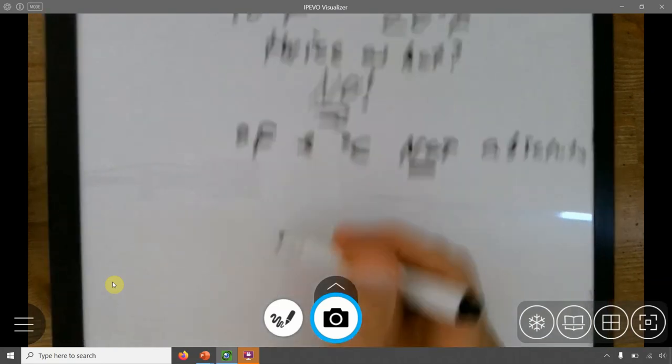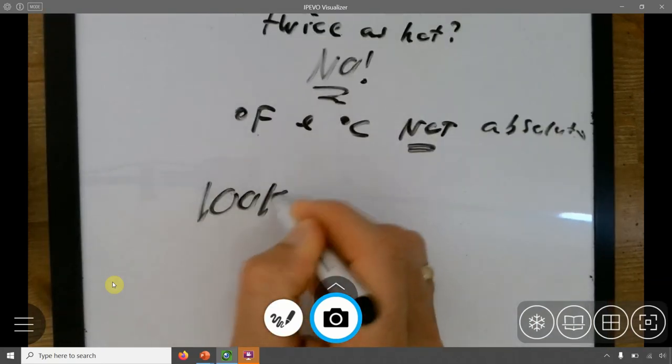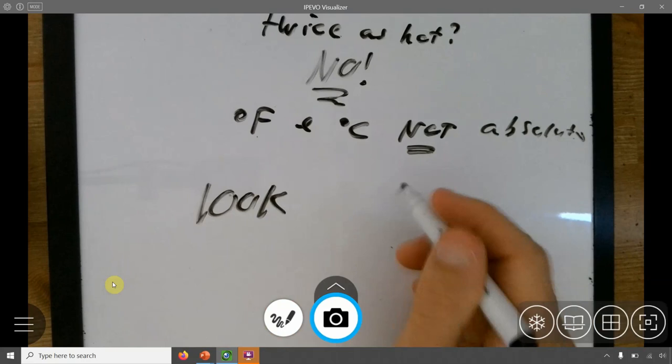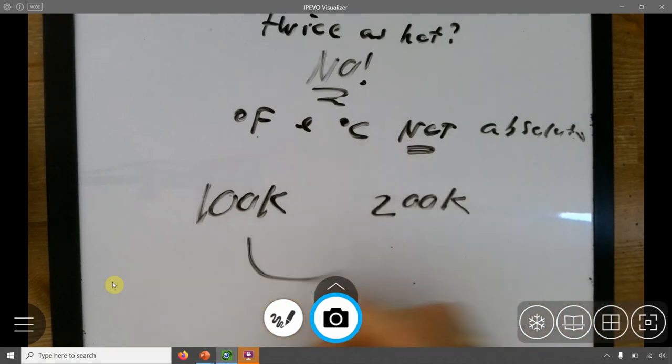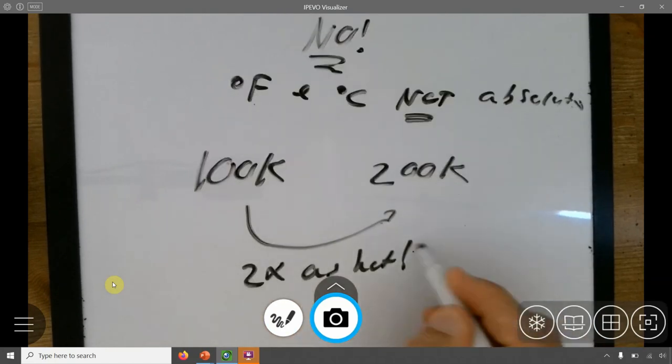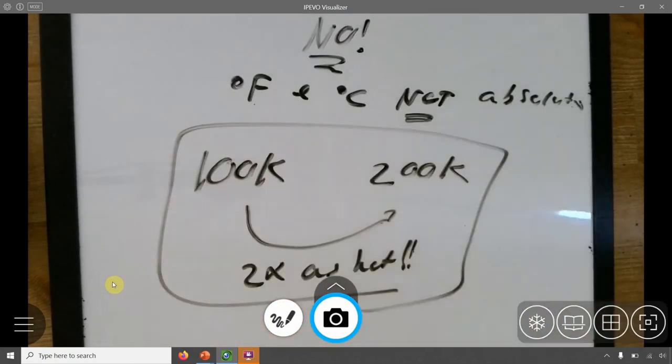So if I tell you right now it's 100 K, which you don't want to live in, trust me, and then the next day is 200 K, still don't want to live there, I can say that this is twice as hot. Yes, that is true. With Kelvin, I could do that. Celsius and Fahrenheit, I can't do that.